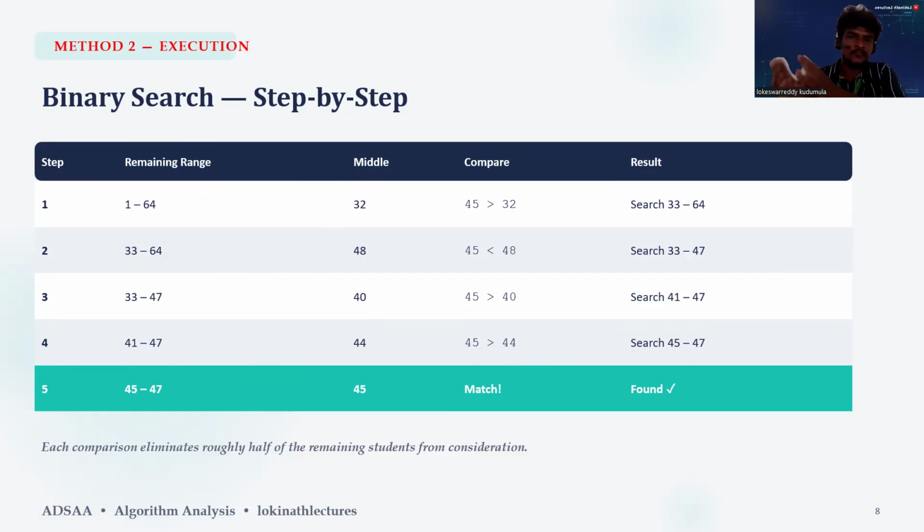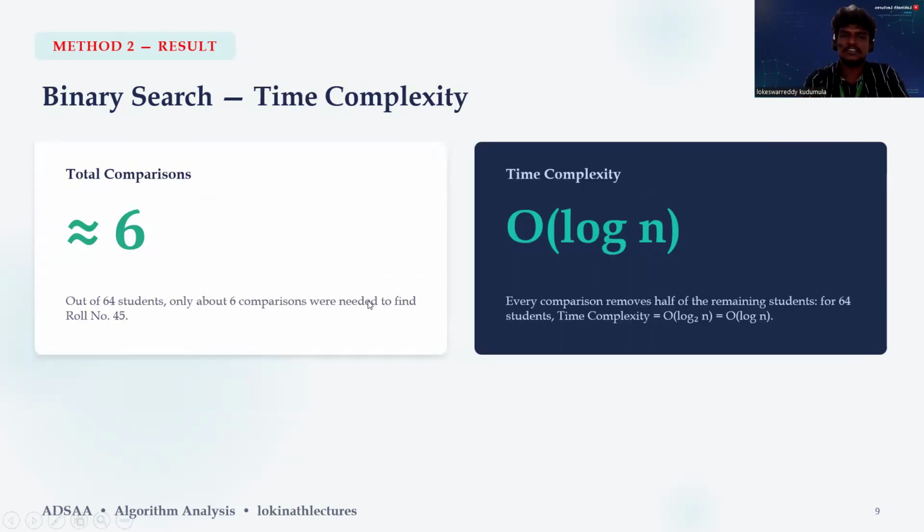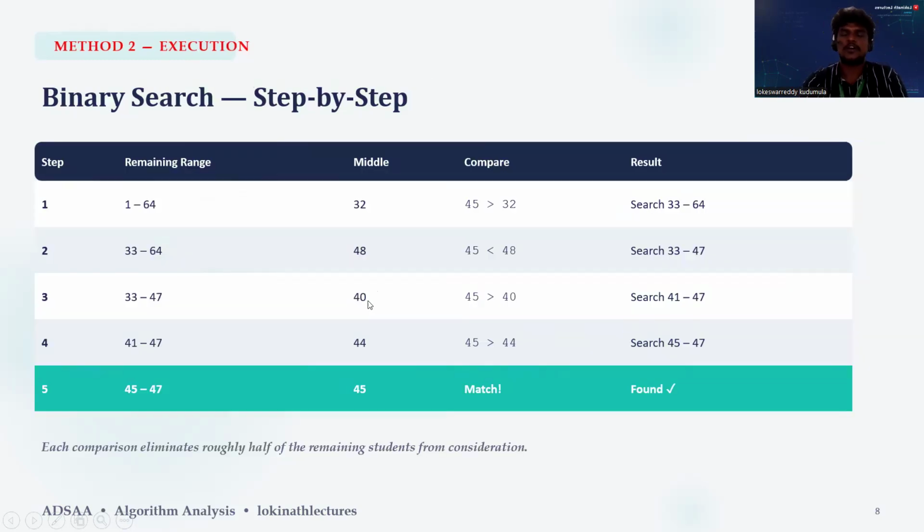While comparing 45 with 48, 45 is lesser than 48. It means we ignore the right half and search in the left half. So 33 to 47. While searching in roll numbers 33 to 47, what's the middle roll number here? It is 40.